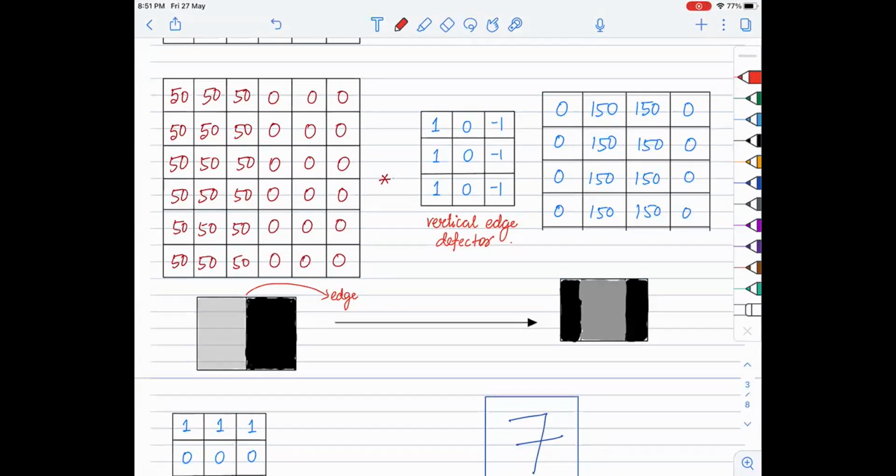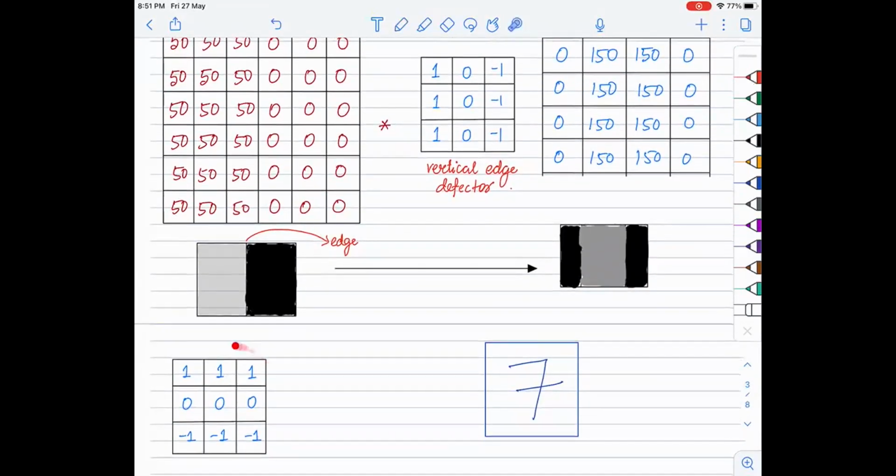Now if you try to imagine, can you tell me what this filter would detect? Just compare this filter with the first filter. If the first filter is a vertical edge detector, can you tell me what this filter would detect?